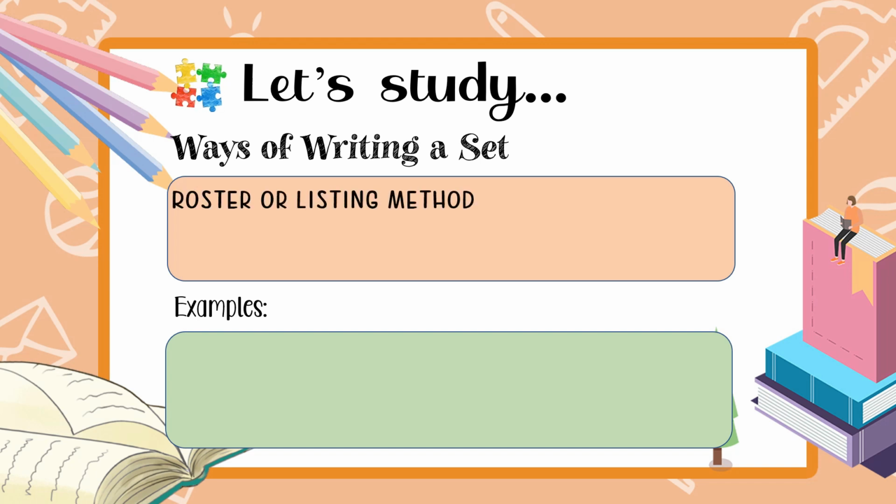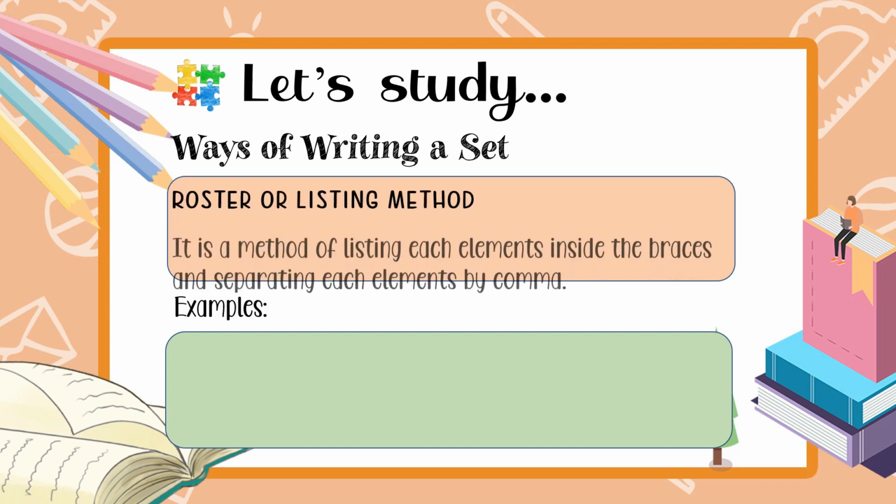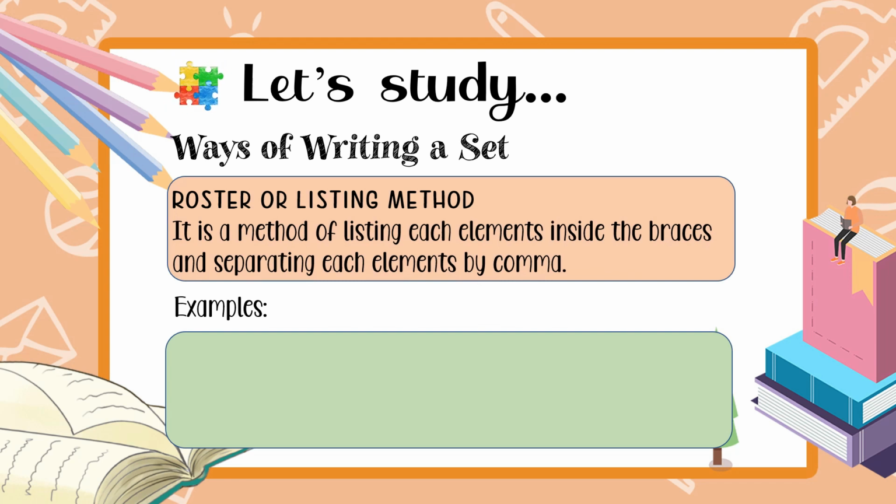The next one naman is what we call the roster or listing method. It is a method of listing each element inside the braces and separating each element by comma. Ito yung madalas nating ginagawa. I'll give you three examples of this. Ito yung mga ginamit nating example kanina. Gagawin lang nating by listing method.